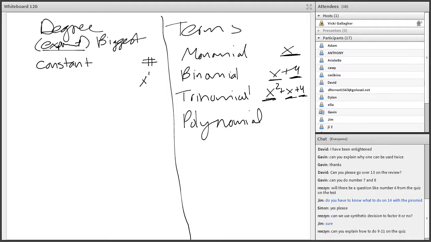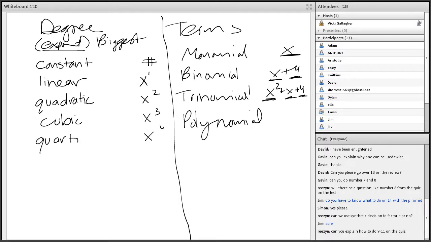If the biggest exponent is x to the first, or just the letter x, that's called linear. X squared is called quadratic, like the quadratic formula, right? Because the quadratic formula can solve x squared. X to the third is called cubic. X to the fourth is called quartic, like quarters. X to the fifth is called quintic. And then anything bigger than that, you're just like 6th degree, 7th degree, 8th degree, and so on.